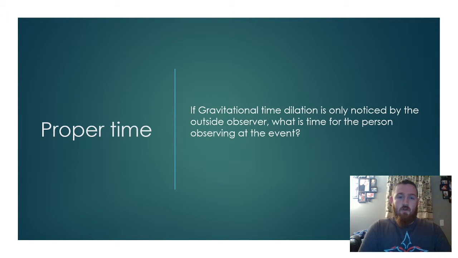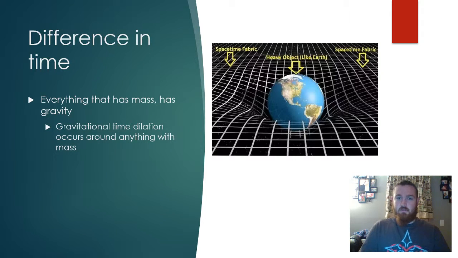If gravitational time dilation is only noticed by the outside observer, then how is time for the person at the event? Well, like I said earlier, light is constant, meaning the speed of everything is constant. So proper time is the time that the person at the event is experiencing. The difference in time is very small, and it takes a lot of mass to change that.